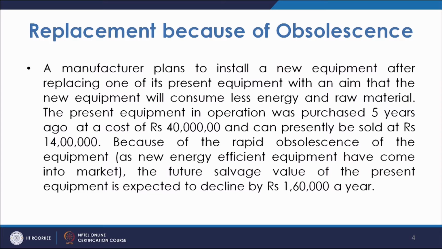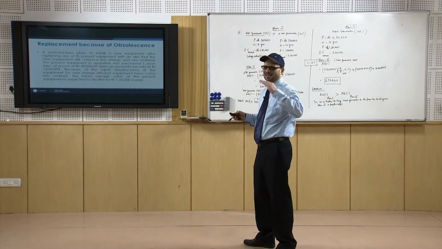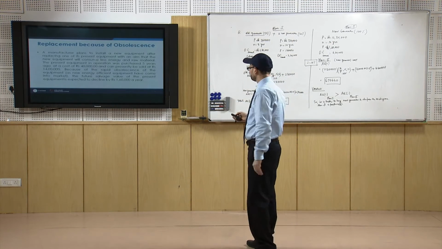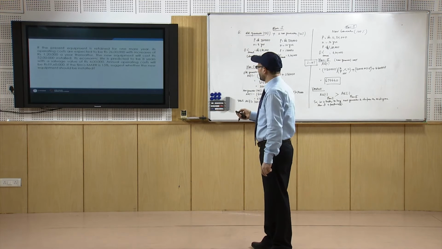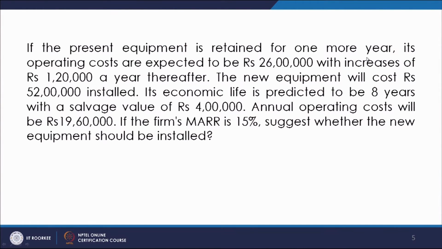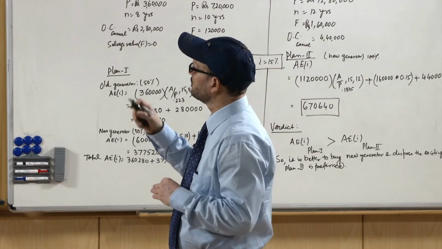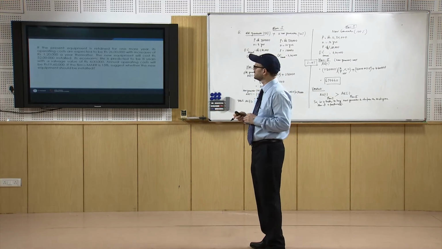The present equipment in operation was purchased 5 years ago at a cost of rupees 40 lakhs and can presently be sold at rupees 14 lakhs. So, it means present machine's cost is 14 lakh. Because of the rapid obsolescence of the equipment, because of the arrival of new energy efficient equipment, the future salvage value of present equipment is expected to decline by rupees 1,60,000 a year. So, basically its salvage value will decline every year.